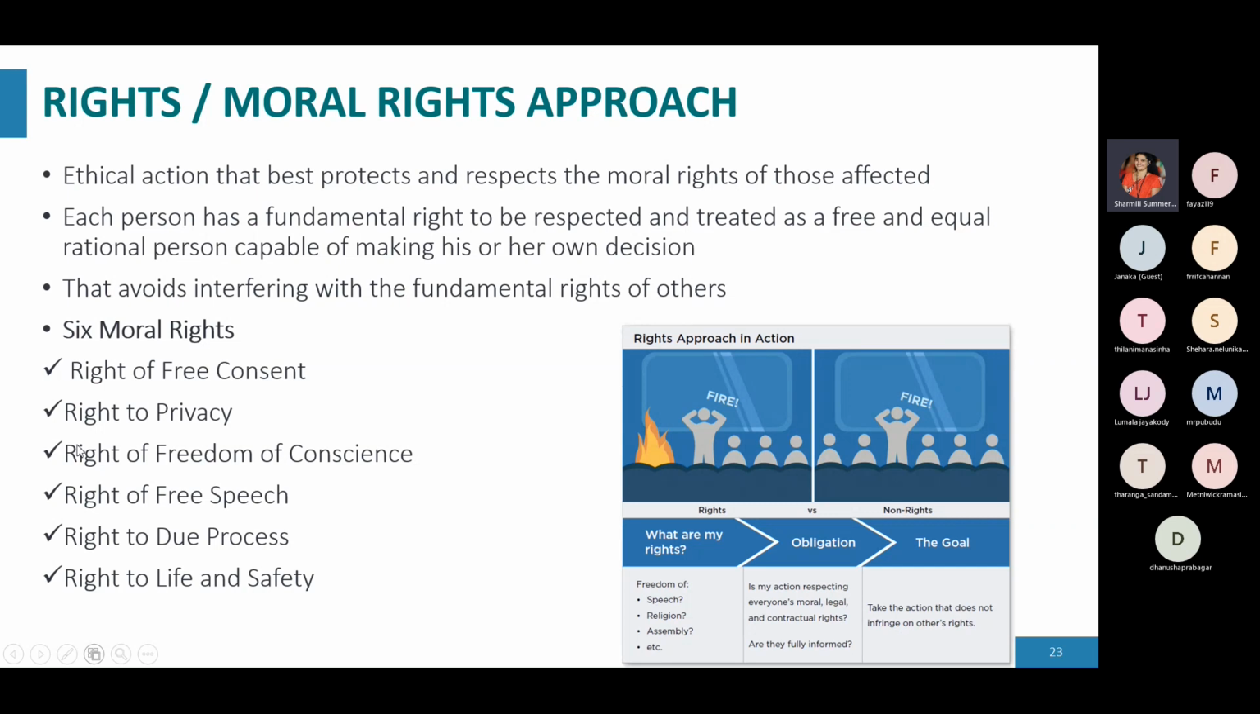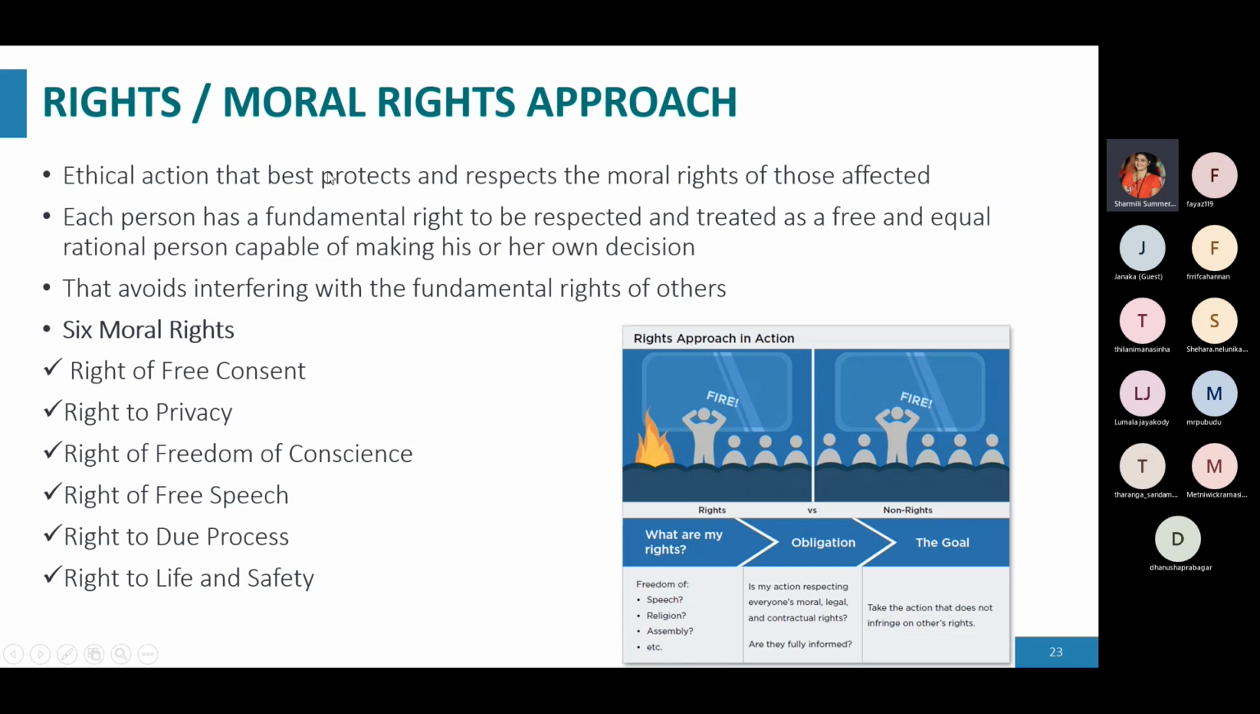These moral rights, in other terms, we can call human rights, basic fundamental rights. Not only these six, there are a lot of fundamental rights. We studied them in our previous lecture. So this is the rights, or moral rights, approach. Then the justice approach.